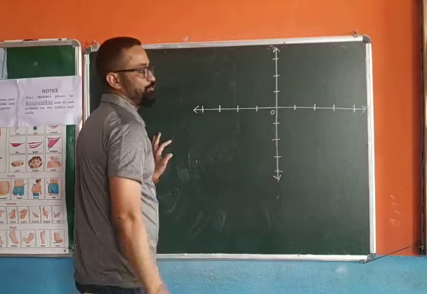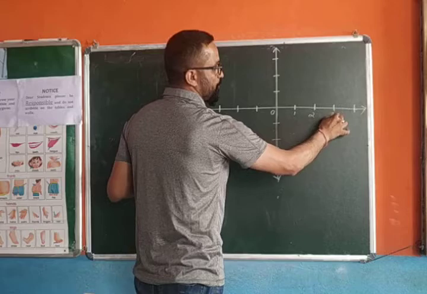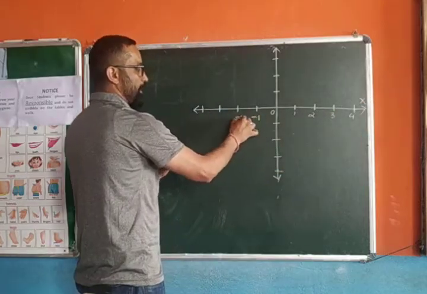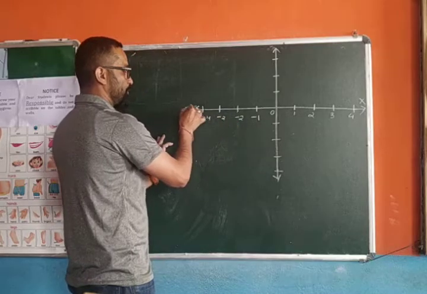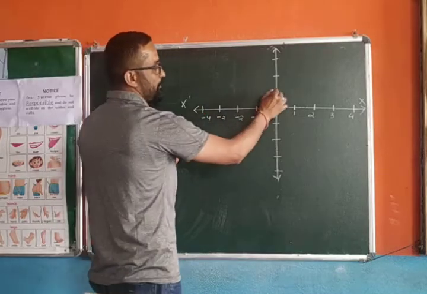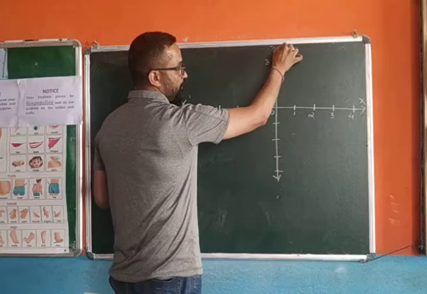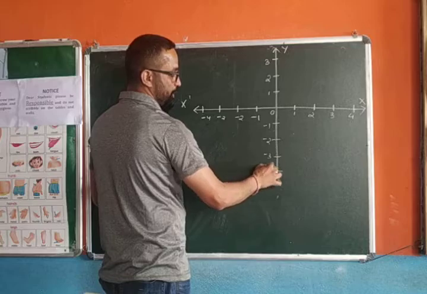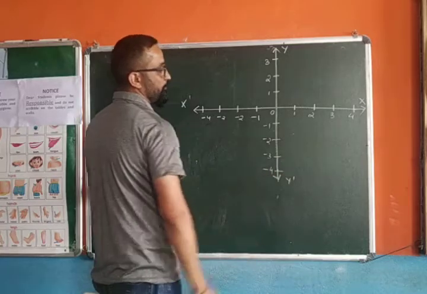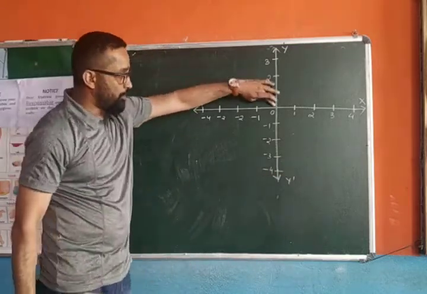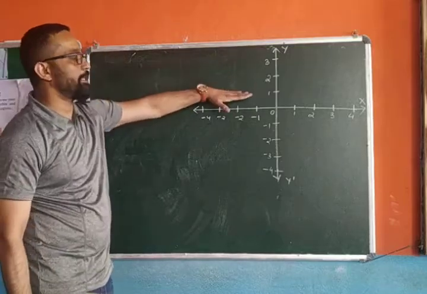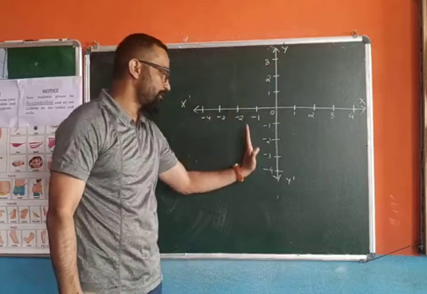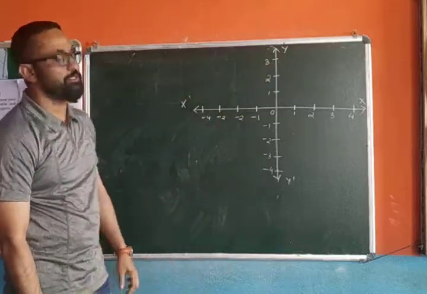Origin 0, 1, 2, 3, 4, x-axis. -1, -2, -3, -4, x dash. 1, 2, 3, y. -1, -2, -3, -4, y dash. This origin and x dash means negative of x-axis, positive of x-axis, positive of y-axis, negative of y-axis.